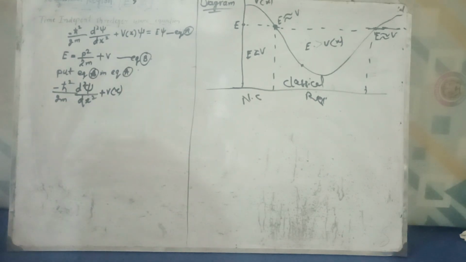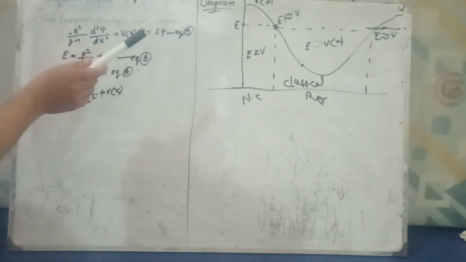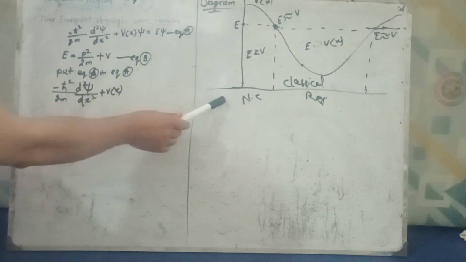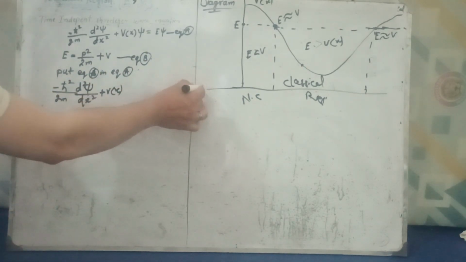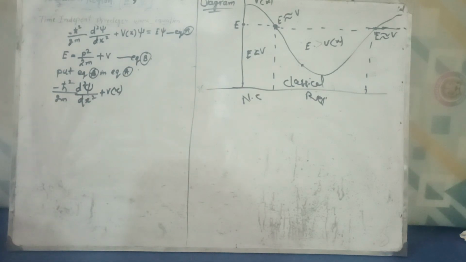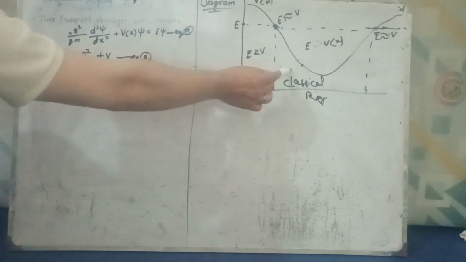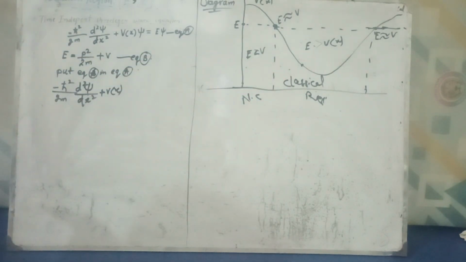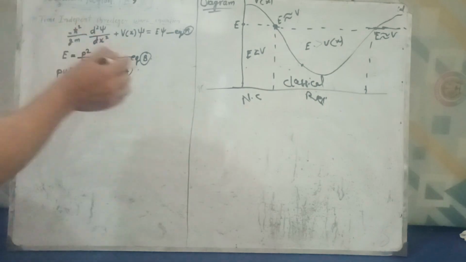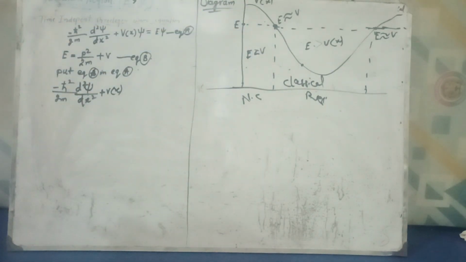In a diagram, this line represents the potential, and this line represents the x direction. When the energy is less than the potential, this is a non-classical region, and this is a classical region in which the energy of the particle is greater than the potential. And this is the point where the energy is approximately equal to the potential. So we are going to calculate the time independent Schrodinger wave equation for the classical region.